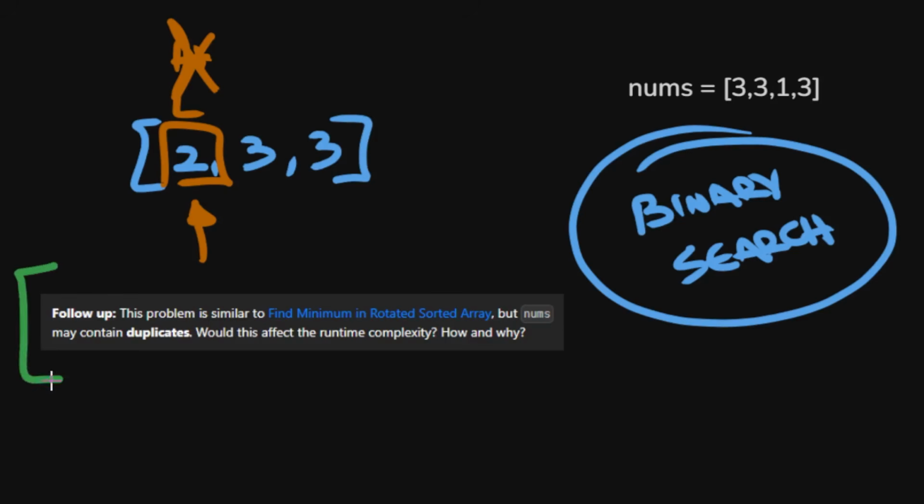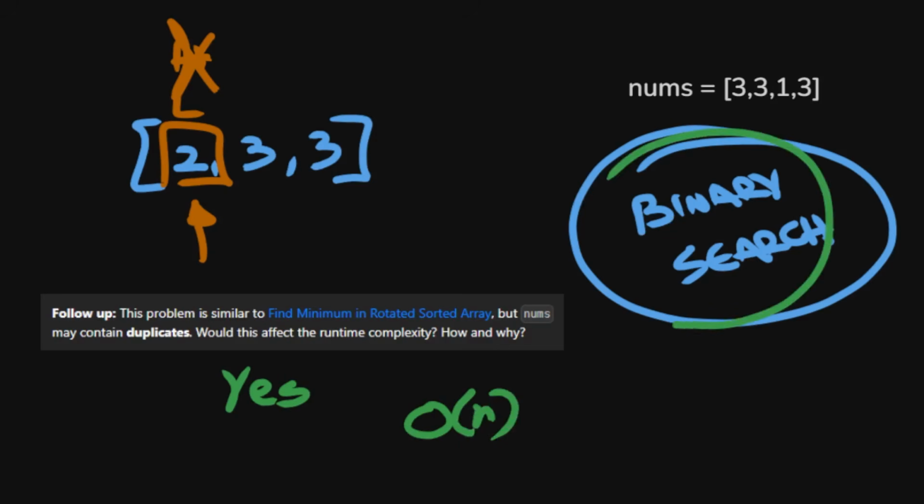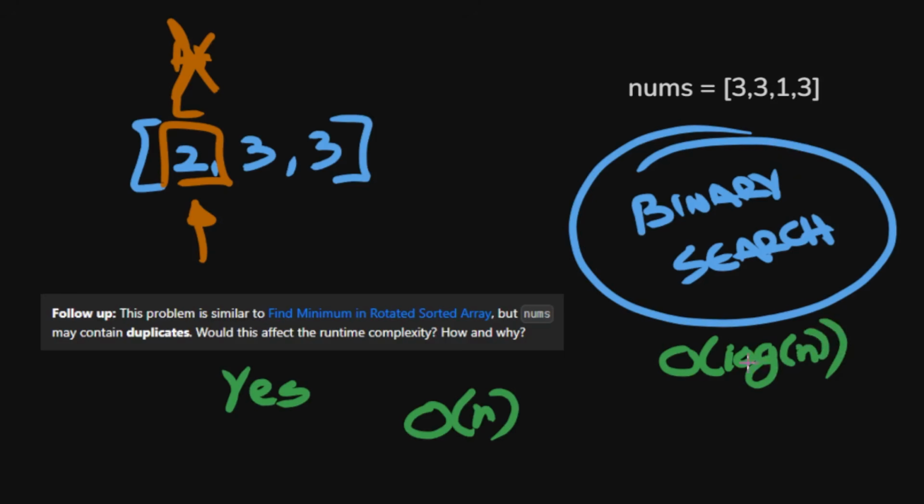And here we have a follow-up question. This problem is similar to part 1, but nums may contain duplicates. Would this affect time complexity? How and why? The answer here is yes. Why? Well, because overall time complexity in the worst case is big O of n. Remember that we start by using binary search, which requires big O of log n time complexity because every time we discard half of the remaining elements.